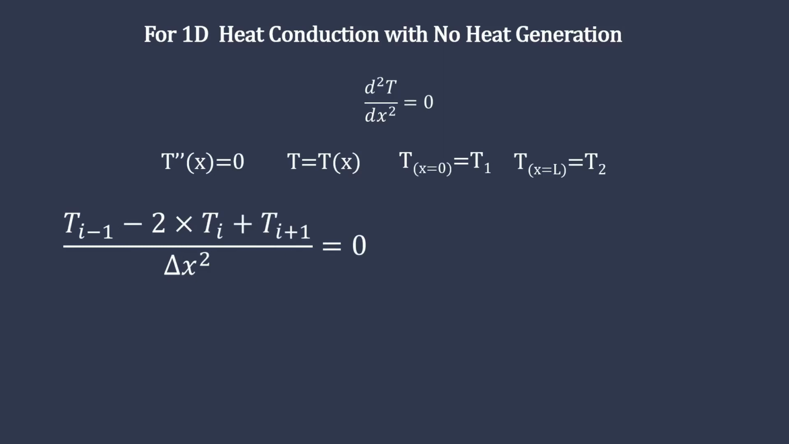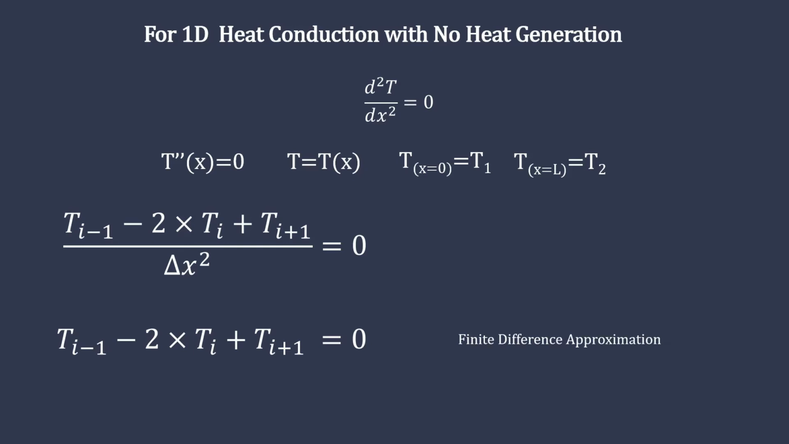Now let's go back to our governing equation and replace the second order derivative using finite difference approximation. We get T(i minus 1) minus 2 into T(i) plus T(i plus 1) divided by delta x square is equal to 0. Again simplifying this we will get T(i minus 1) minus 2 into T(i) plus T(i plus 1) is equal to 0. This is the finite difference approximation. Here i represents the node location on the discretized domain. The finite difference stencil is as shown here.